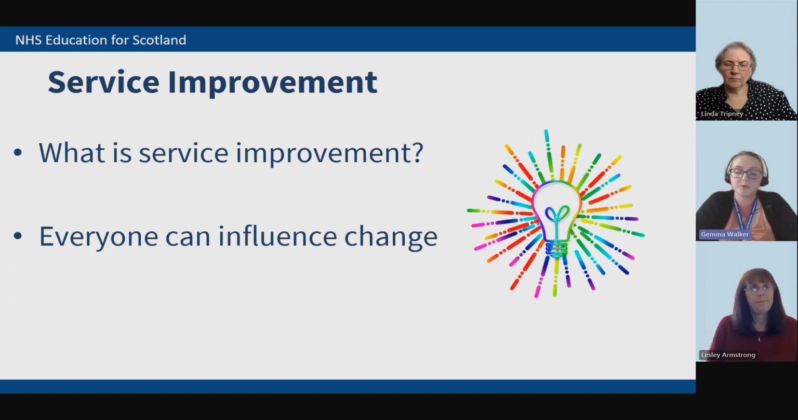Service improvement involves working with others in order to improve the quality of people's experience and provide safe, effective, and person-centered care. It can help health and care be delivered in ways which are more timely, efficient, and fair.